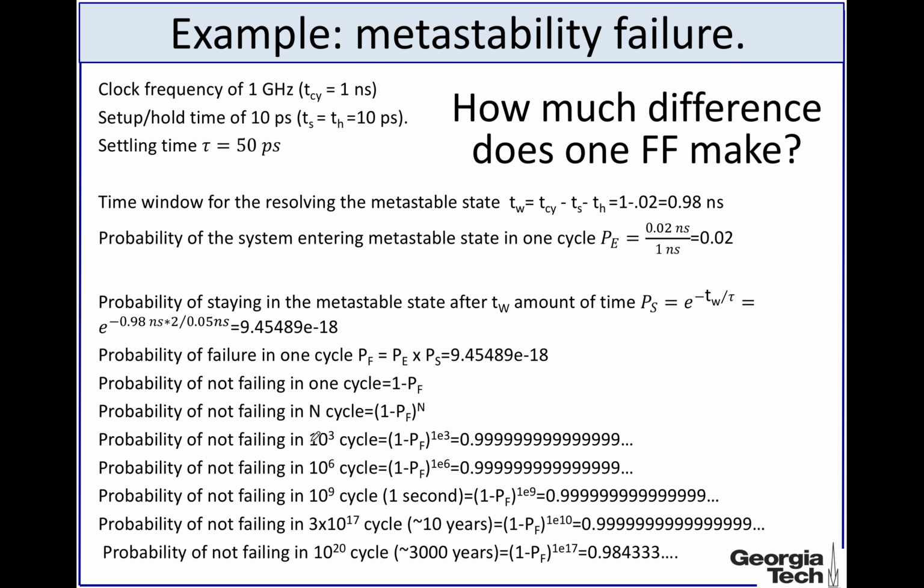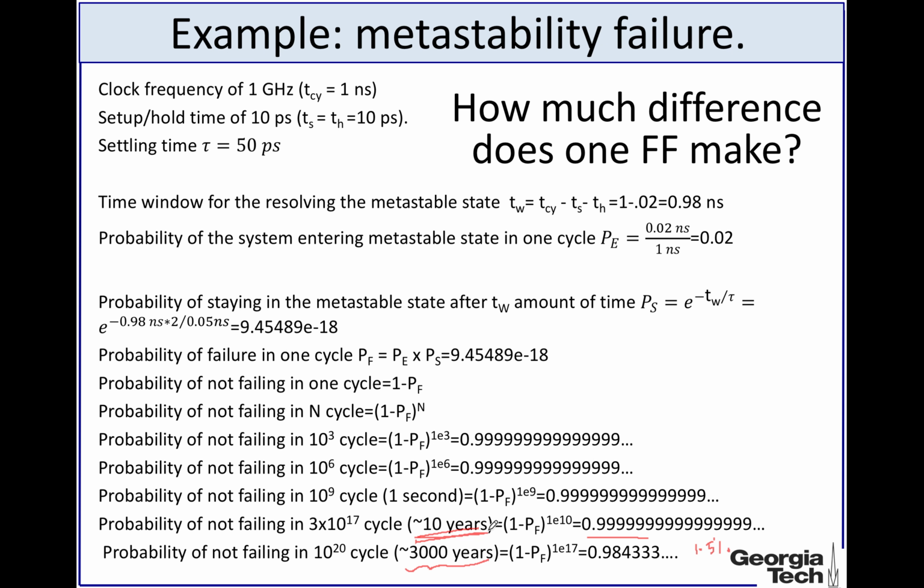And then if you again do all these calculations, you can see that by adding a third flip-flop, the probability of this synchronizer not failing within 10 years is very close to 1. In fact, if you do the calculation, you will see that within the framework of this analysis, the probability of this synchronizer failing is just 1.5% within 3000 years.